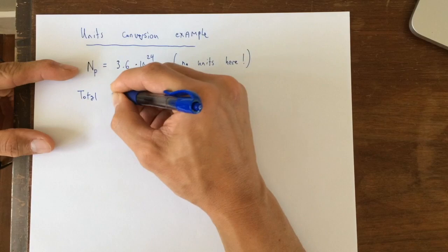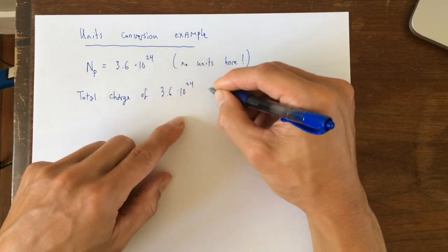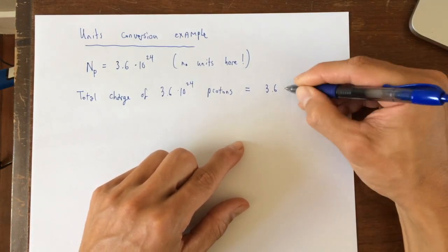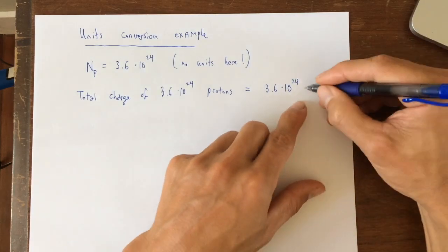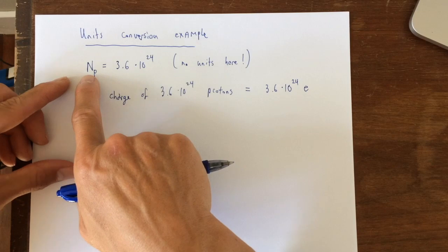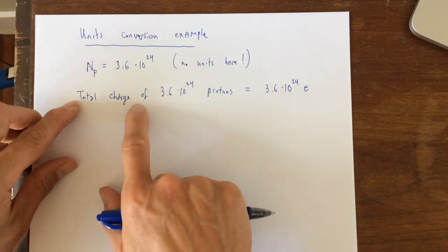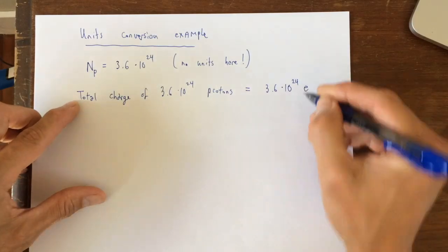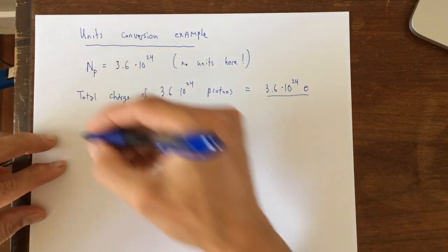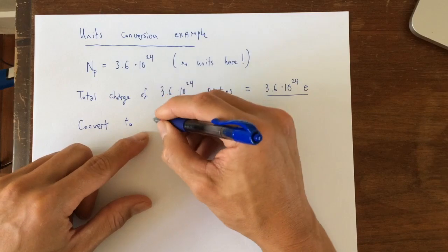The total charge of 3.6 times 10 to the 24 protons, though, is equal to 3.6 times 10 to the 24 E, right? So notice that up here, this is an integer. I just have to go and count how many protons I have. This is how many protons are in that 12-gram diamond sample. The total charge of that many protons, though, is this quantity. This is the charge of the protons in that piece of diamond. I'd like to convert this particular charge to coulombs instead.